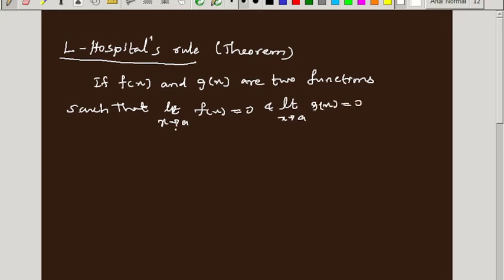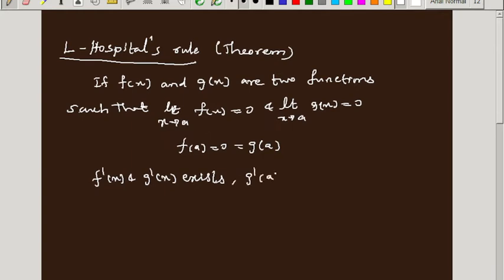That is, if we substitute a in the place of x, f of a becomes 0 as well as g of a becomes 0. And here both are 0, then f of x should be a differentiable function, f dash of x and g dash of x exist. And here we must check that g dash of a is not equal to 0.